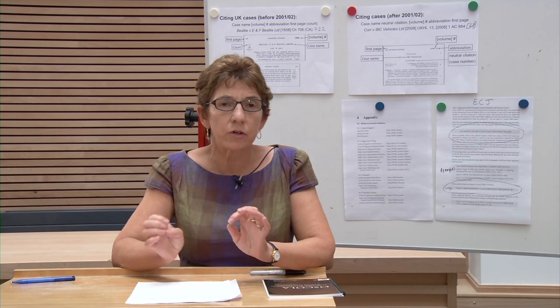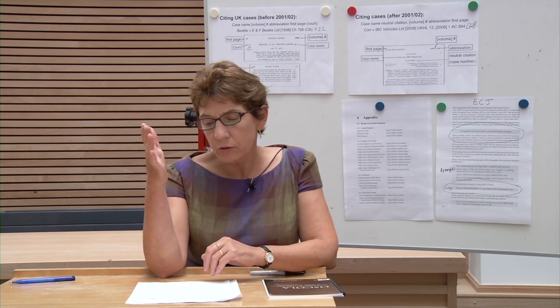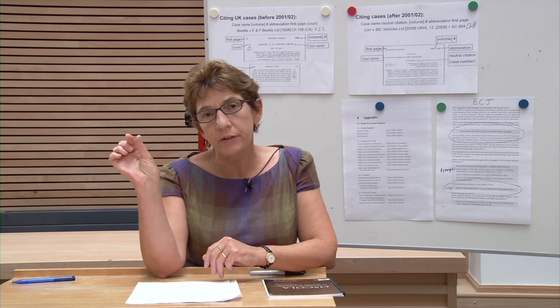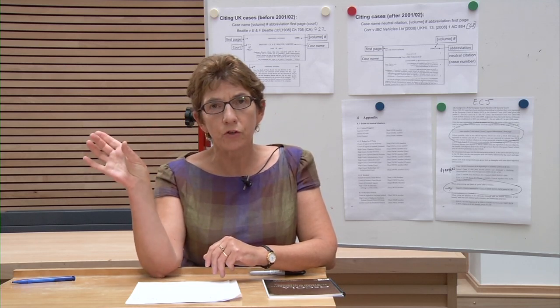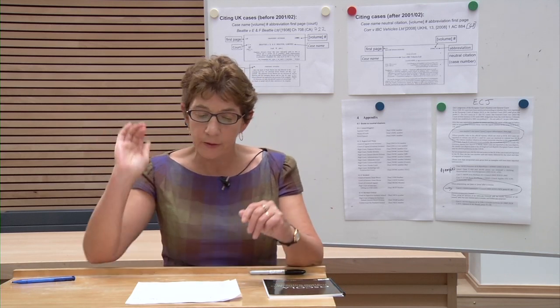EU legislation is pretty straightforward. You cite the name of the regulation or the directive, which is generally quite long. You can cite a shorter name after the first time you've mentioned it. And then you give the OJ reference following what I would call the English style. So you would put the year in square brackets, then the abbreviation OJ, and then the number of the volume and a slash and the page number for the official journal.